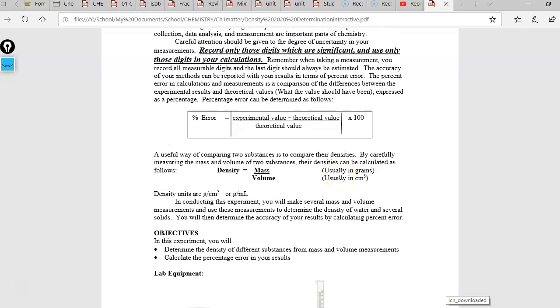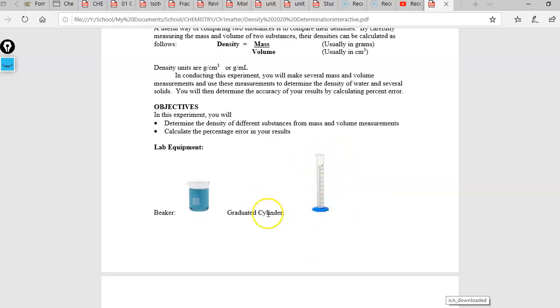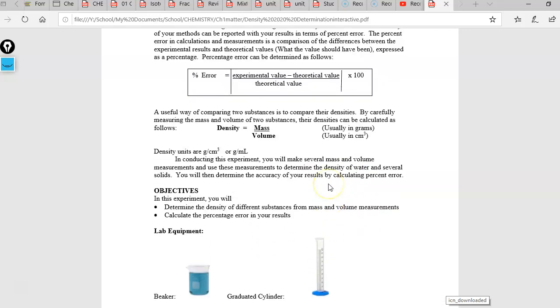You need to be very careful on how you record your numbers. This is where you will mess up. For all graduated cylinder measurements, you need to make sure you record it to 1 decimal place. When you look at the graduated cylinder, there are markings on it, and they're by ones. So for instance, if you look in between the 20 and the 30, it's 21 milliliters, 22, 23, 24, 25, all the way up to 30.